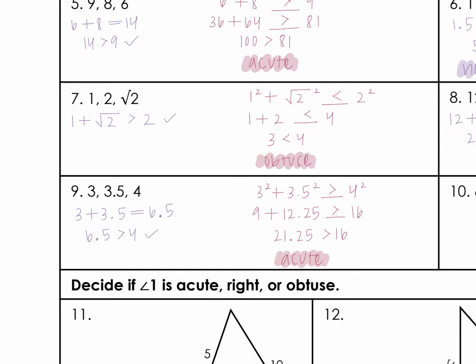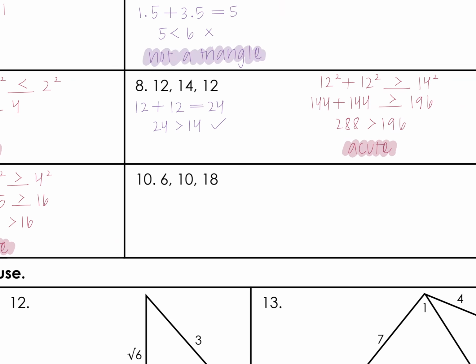All right, final one for these types of problems. We'll add my 6 plus my 10, which will give me 16. That 16 is going to be less than my 18. Therefore, I do not have a triangle. Okay, so we'll stop there and we'll move into our next problem.